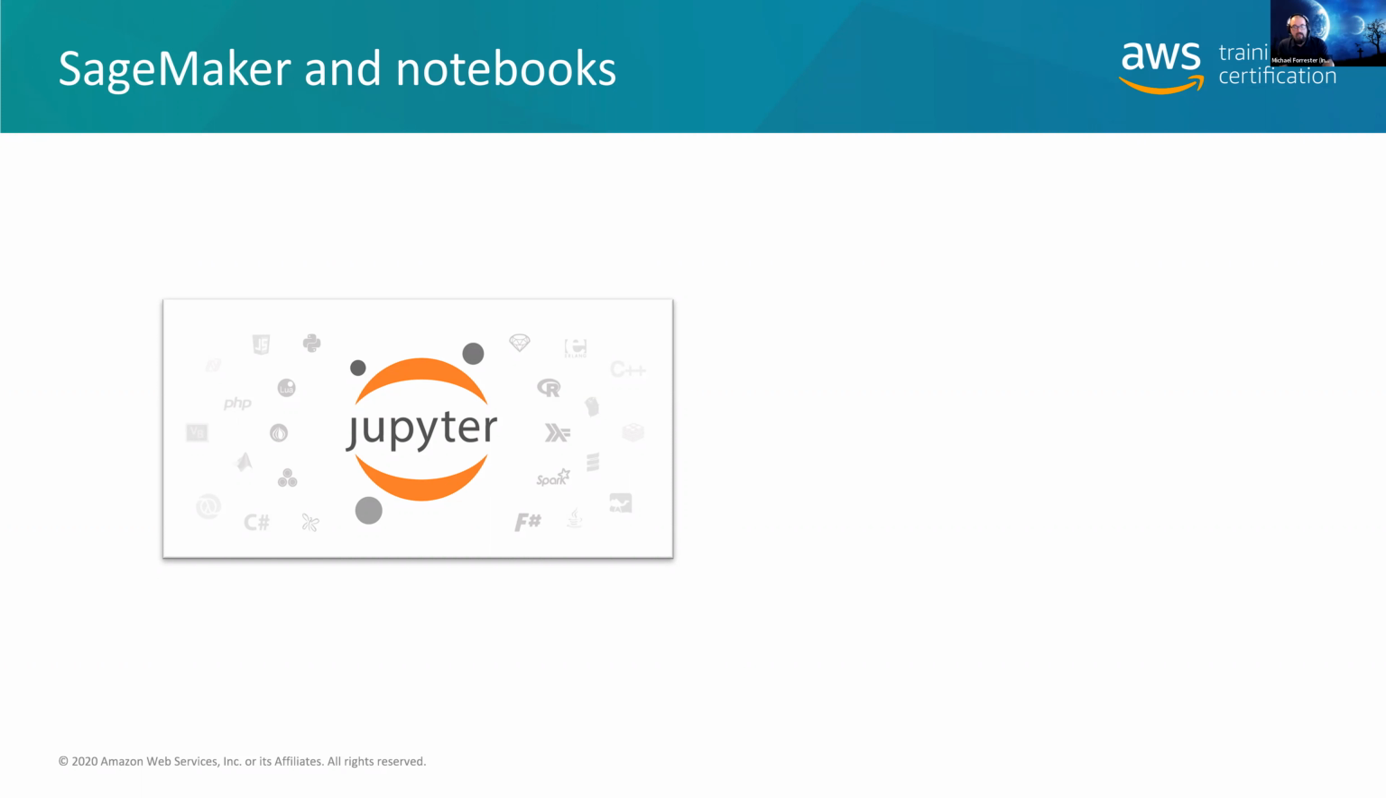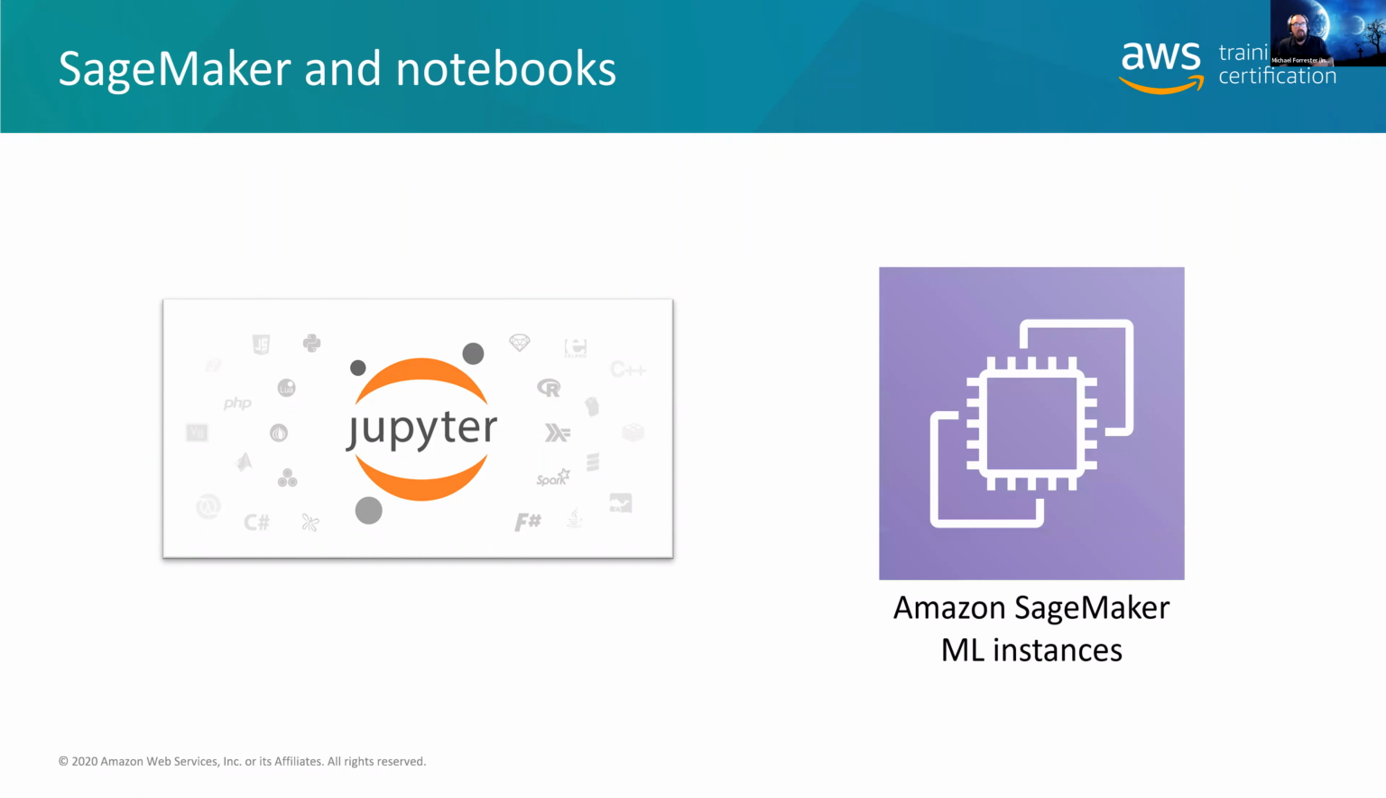So we're basically going to be using Jupyter with SageMaker ML instances with the standard algos that go inside SageMaker. And we're going to talk about what the general algorithms are, because you will be tested on that as well.